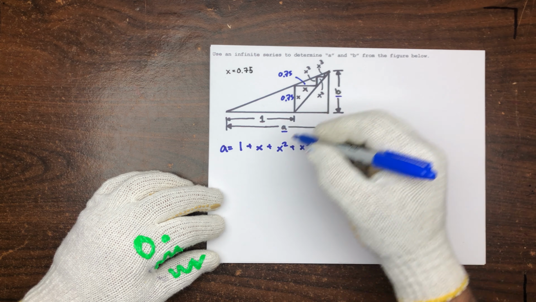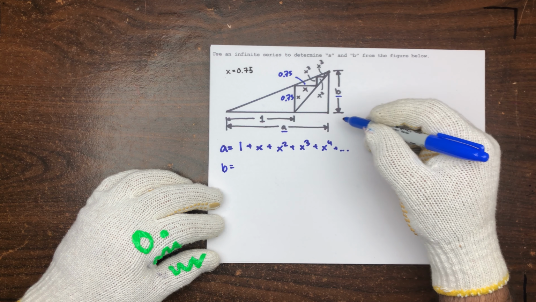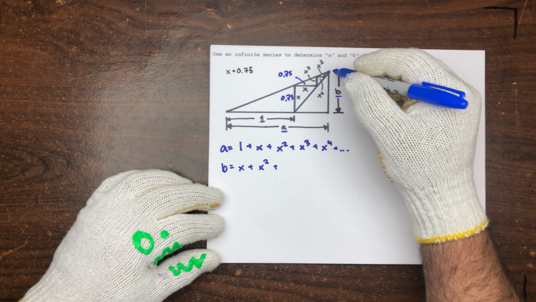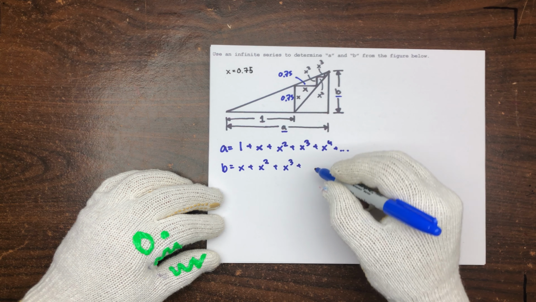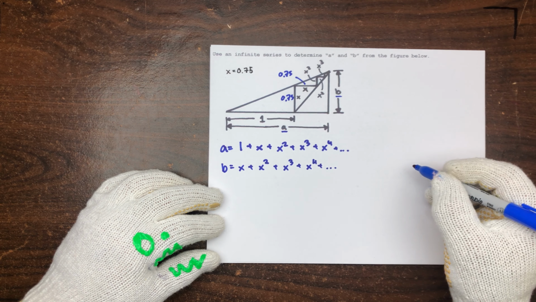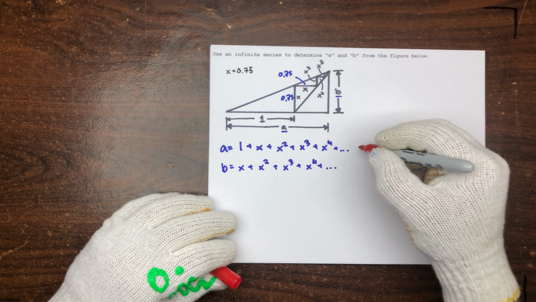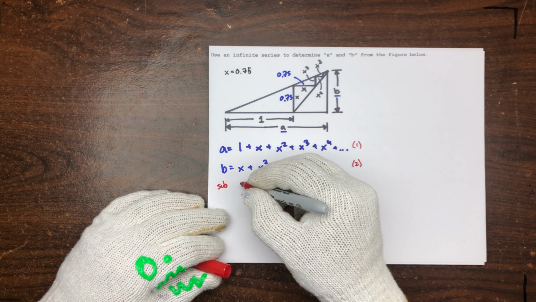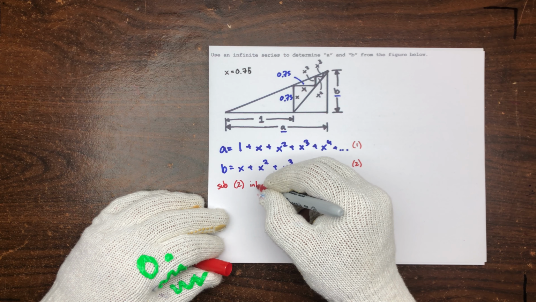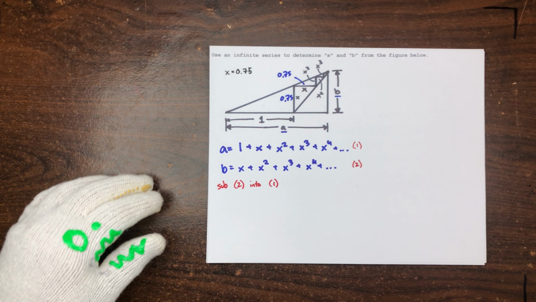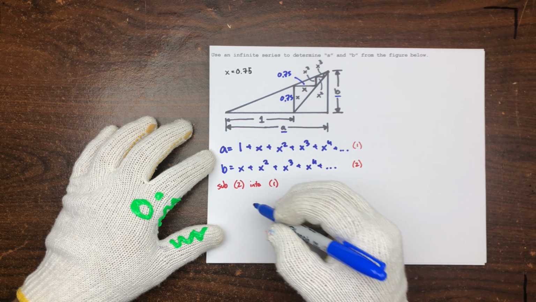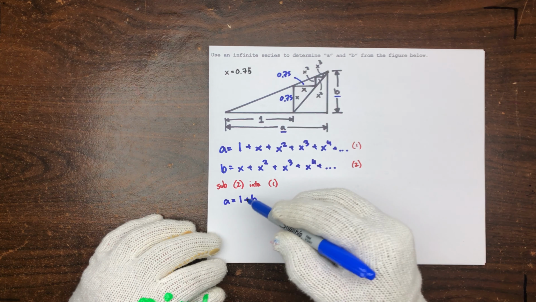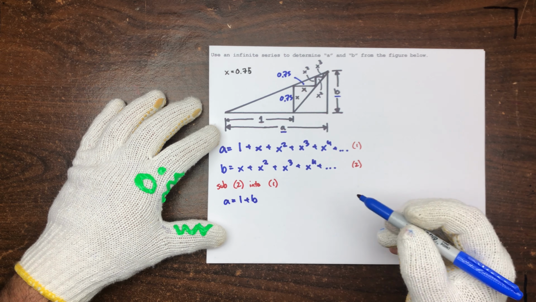Okay, and what's b equal to? b is equal to x plus x squared plus, oh, it keeps going on forever. Oh, this looks like they're the same thing. Well, I think I can put this together. I'm going to substitute 2 into 1. If I put all that in there, I get a equals 1 plus b. That makes it easier, so I only need to solve for one of them. If I solve for b, I'll get a.